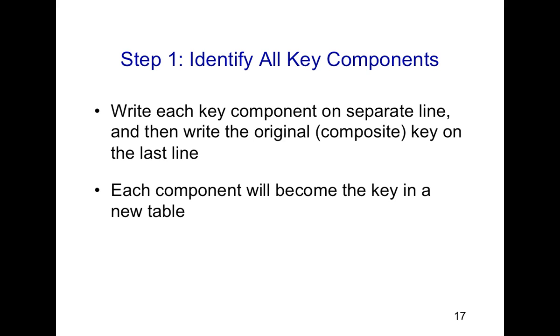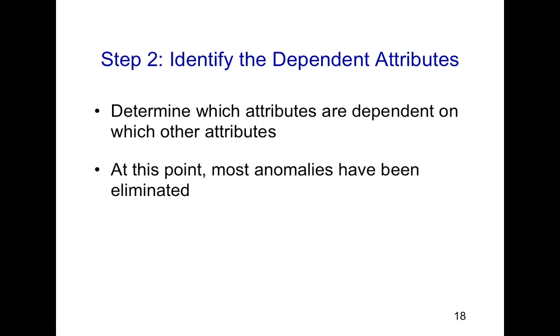So we're trying to work on those partial dependencies, actually. So each key attribute is on a separate line, and then we write the original composite key on the last line. Each one of these components will become a key in a new table.